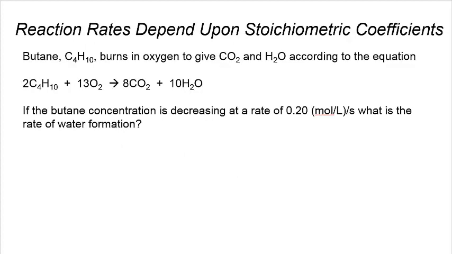Okay. First thing I'd like us to think about is that the reaction rates do depend upon the stoichiometric coefficients that are present in the balanced equation. For example, butane, which is just lighter fluid, when you burn that in oxygen, it's going to give CO2 and water according to this equation right here. So 2 molecules of butane react with 13 moles of oxygen gas, yielding 8 moles of CO2 and 10 moles of water. If our butane concentration is decreasing at a rate of 0.20 moles per liter per second, how fast is the rate of water formation?